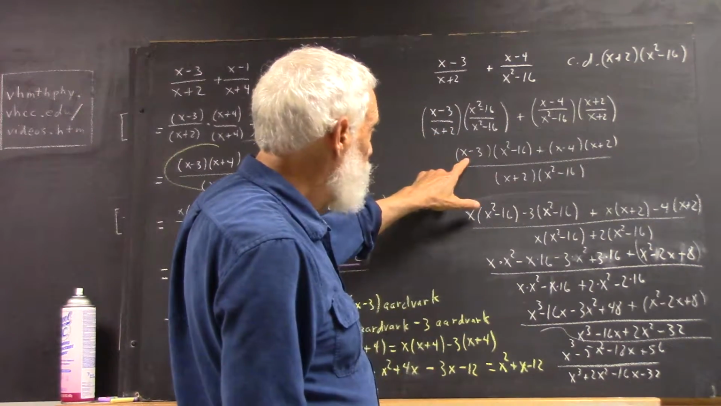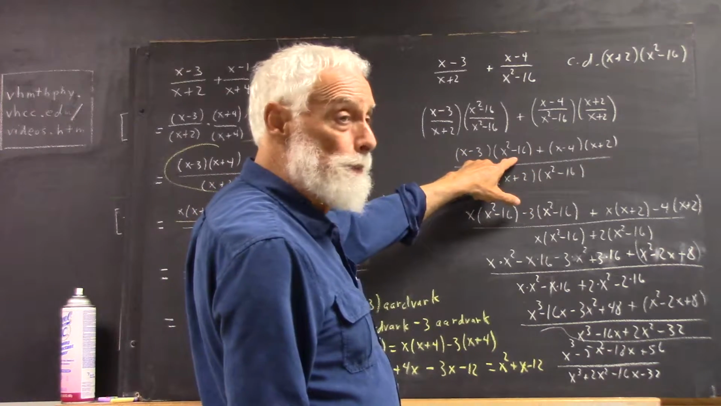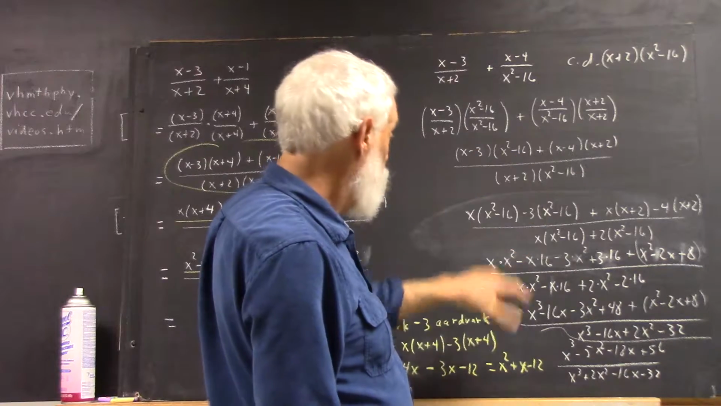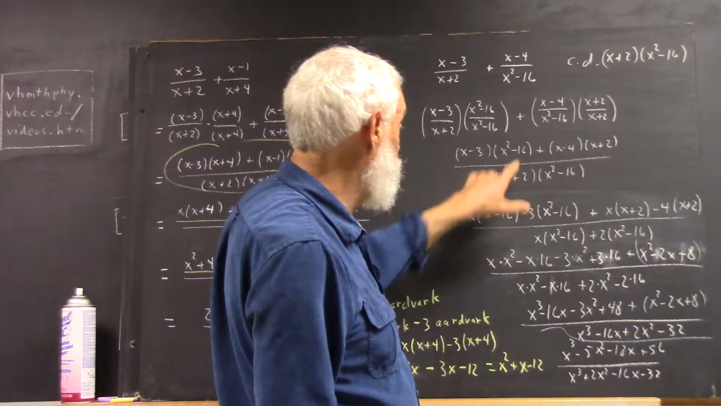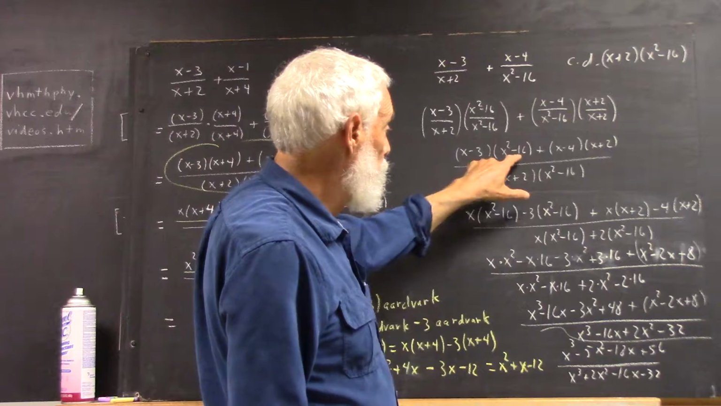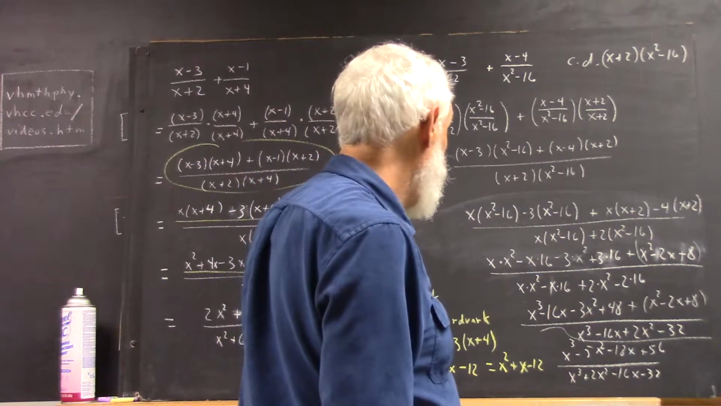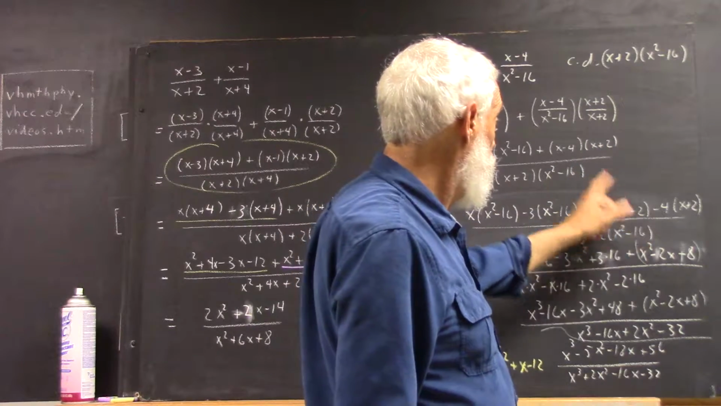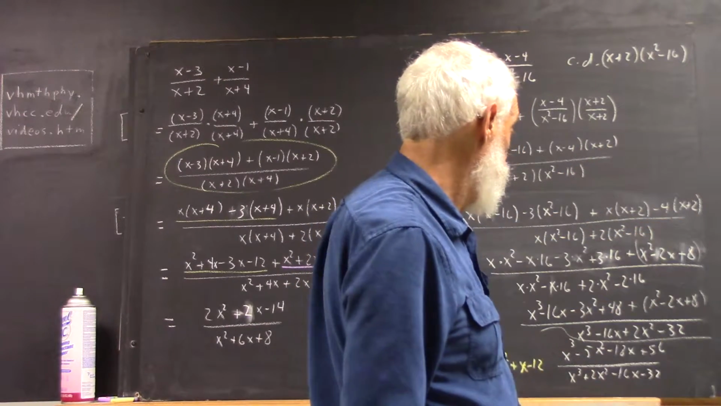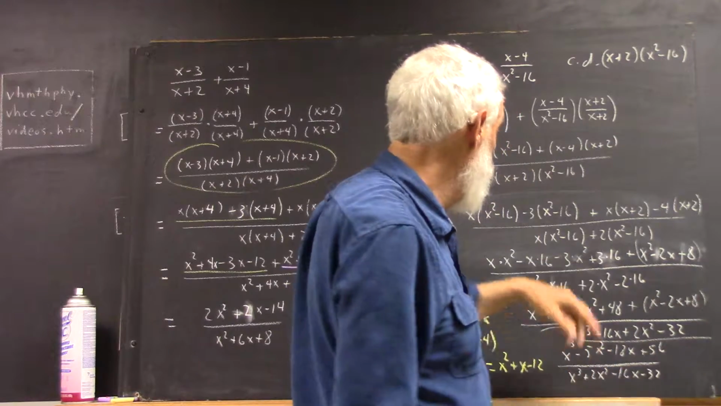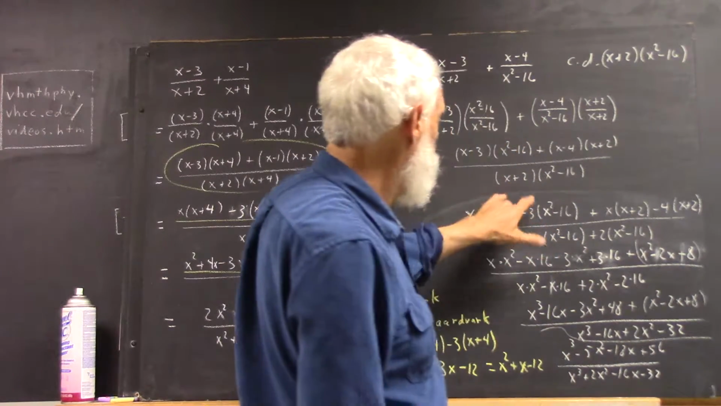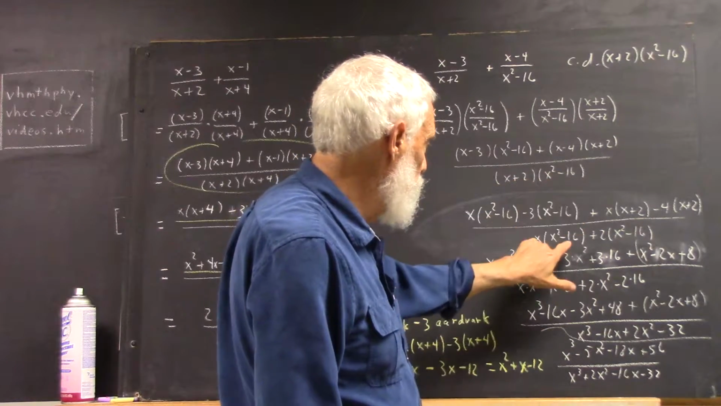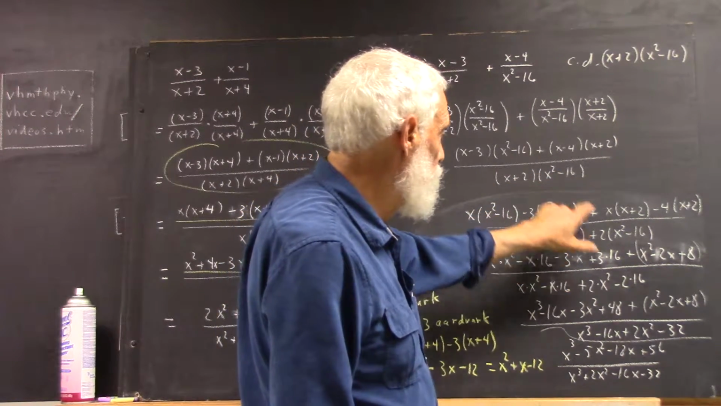So, x minus 3 times x squared minus 16. This is the product I'm talking about. How do you do it? You do it using the distributive law. X times x squared minus 16 minus 3 times x squared minus 16. To that you add what you get here: x times x plus 2, negative 4 times x plus 2. Denominator stays the same. Well, it doesn't really. I mean, we're going to do the distributive law on the denominator as well: x times x squared minus 16, 2 times x squared minus 16.